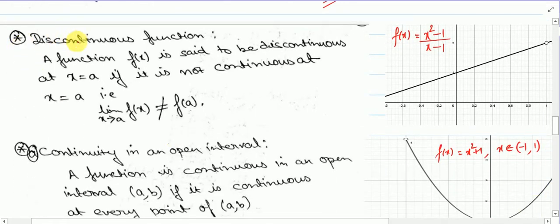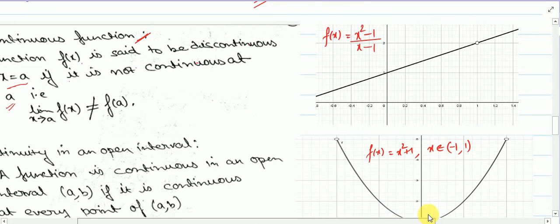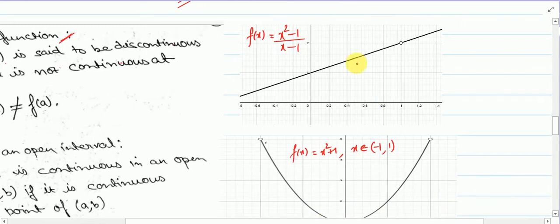Now next is discontinuous function. When do we say a function is discontinuous? A function f(x) is said to be discontinuous at x equal to a if it is not continuous at x equal to a. So let me show you an example. When do we say it's discontinuous? Like here you can see the graph of this function.